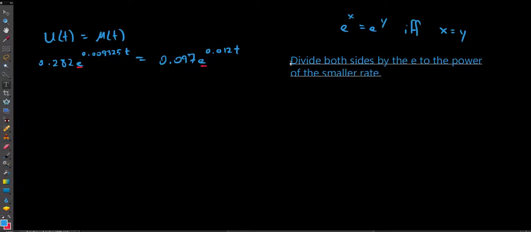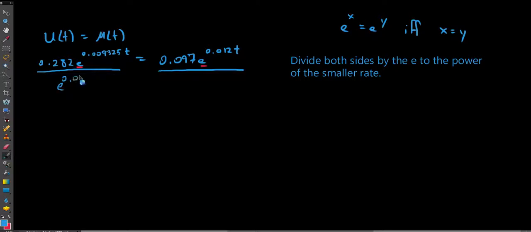What that looks like in practice is simply this. I noticed that the United States had the smaller rate, so let me get my pen tool out here. We're going to divide both sides by e to the 0.009325 t. And this is going to happen on both sides, so e to the 0.00932 t. What that's going to end up doing is getting the e's off of this left-hand side here.